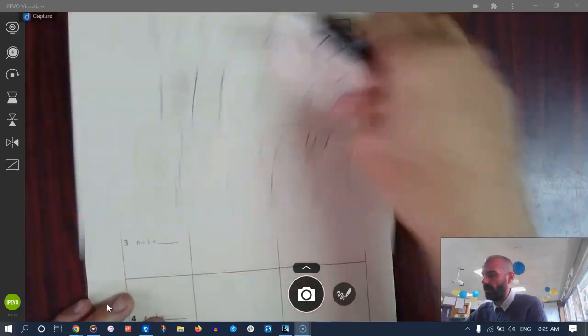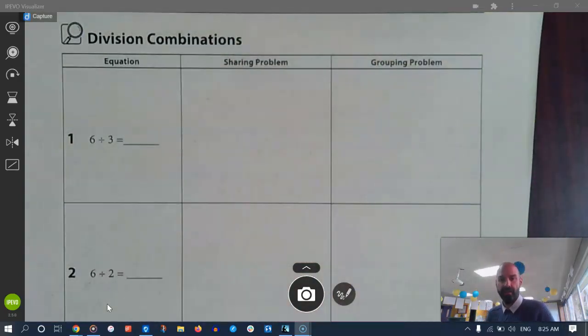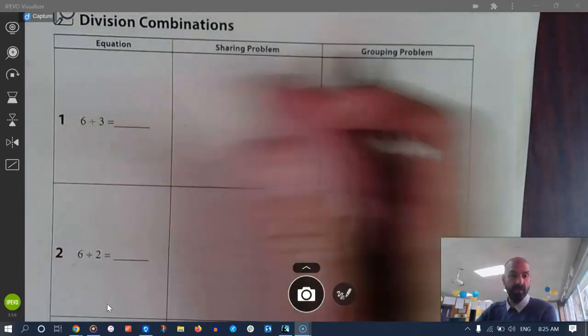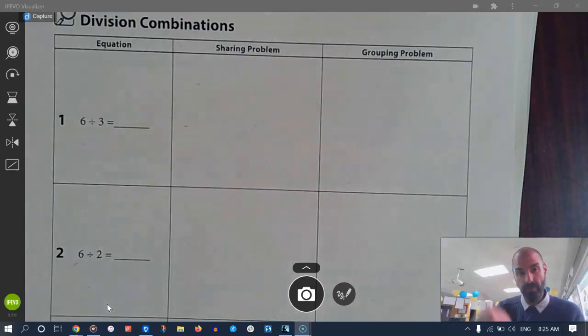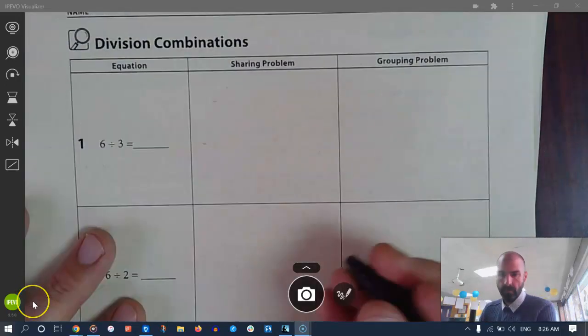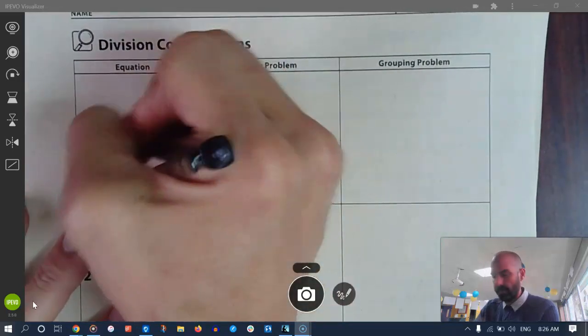Okay? All right, so we're looking at some division combinations, and we're thinking about sharing and grouping. The first one I'm just going to do for you. Follow along, take some notes, so you have that as an example. And then from there, we're going to pause and keep going, okay? All right, so hopefully we know at this point 6 divided by 3 is 2, right? That should be something that we all know.